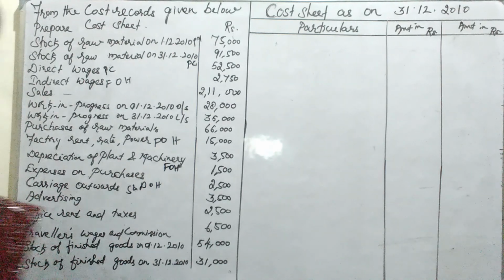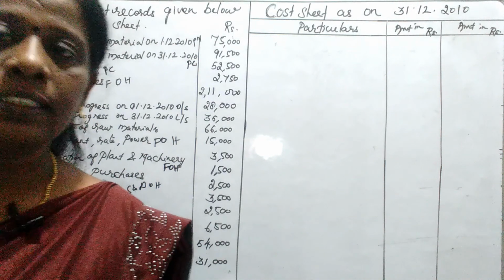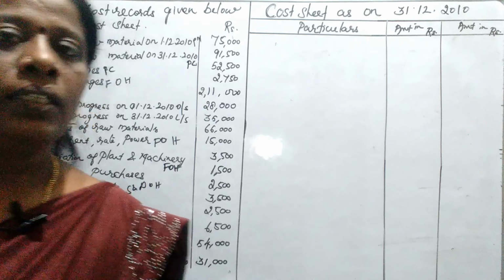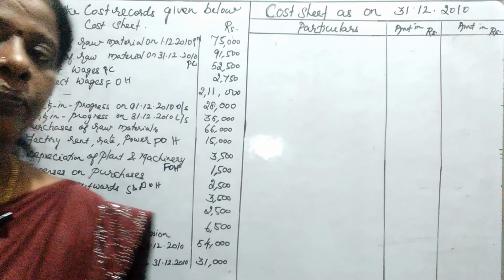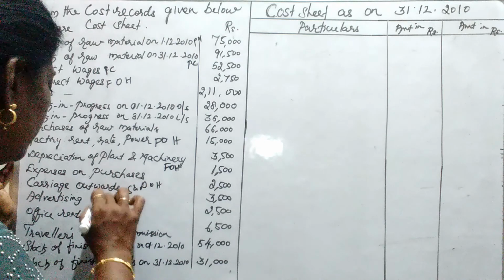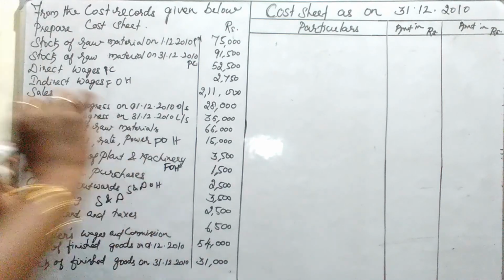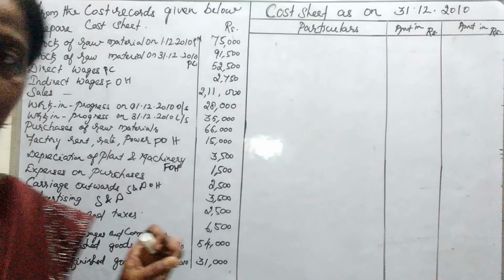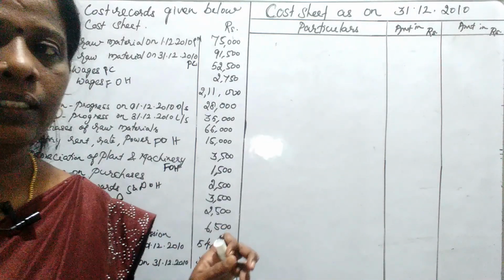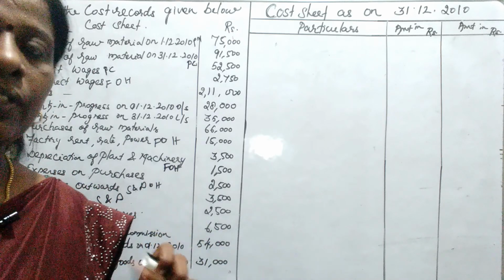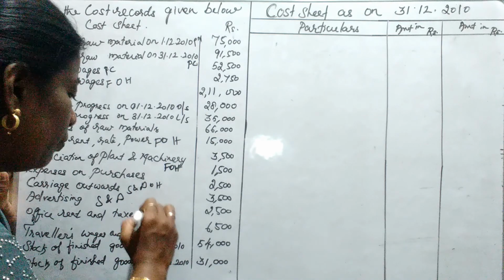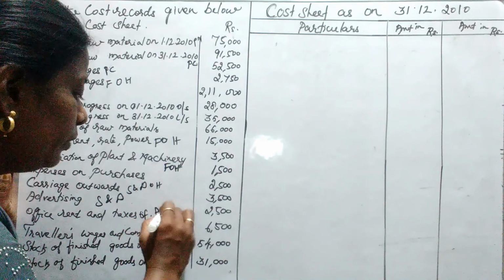Next, advertising. Advertising is used for product development and for better sales, it is used in public. So that also comes under selling and distribution. Next, office rent and taxes. So rent is paid by the office and also the tax is paid by the office. So this comes under the office or administrative overhead.